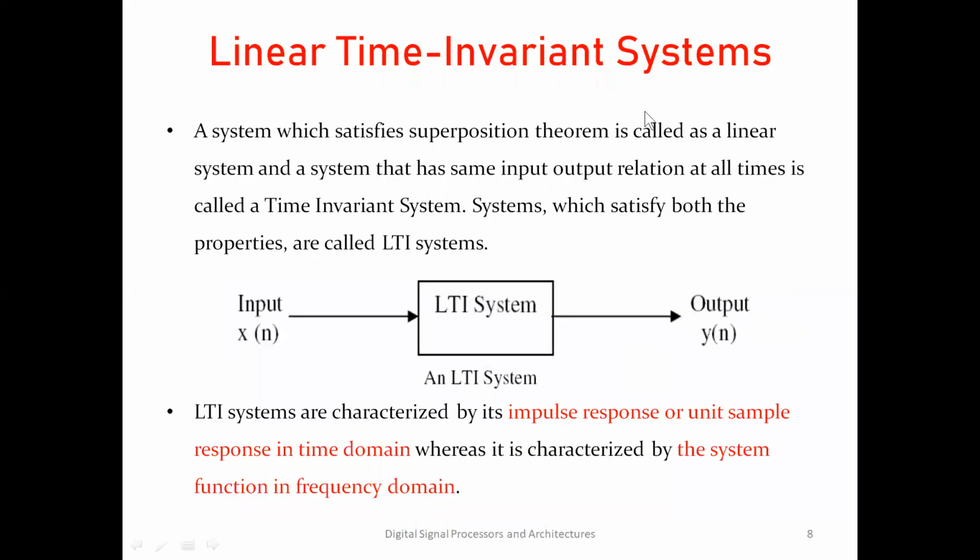And what is a linear time invariant system? The name itself indicates that it's a linear system and also a time invariant system. We say a particular system is a linear system when the superposition theorem is satisfied. When you have the same input output relationship at all the time instants, then you call it a time invariant system. Combined, the system which satisfies both properties becomes an LTI system, a linear time invariant system.